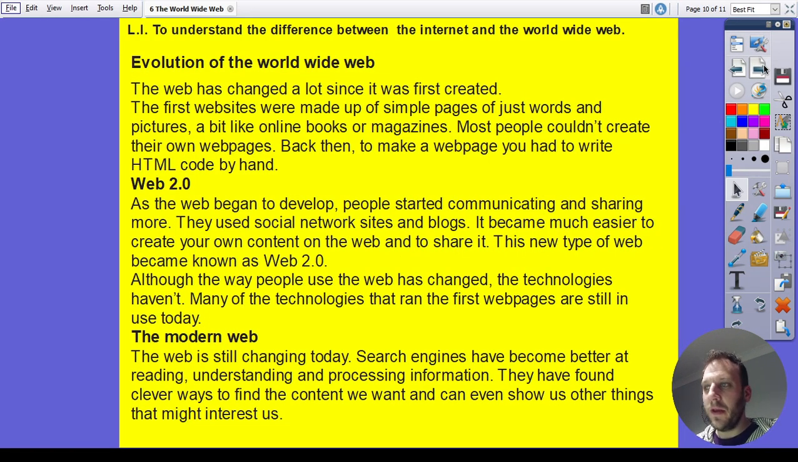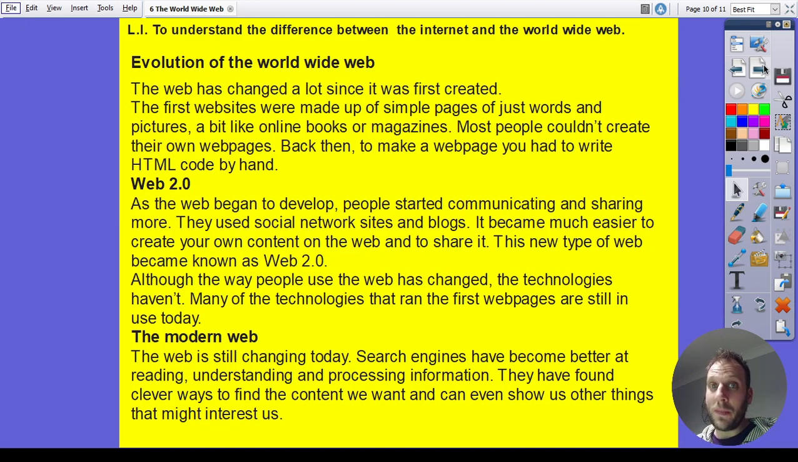So what's happened since? Well, the web's changed a lot since it was first created. The first websites were made up of simple pages of just words and pictures, a bit like online books or magazines. Most people couldn't create their own web pages, and back then, to make a web page, you had to write it in code. You had to write it in HTML code.